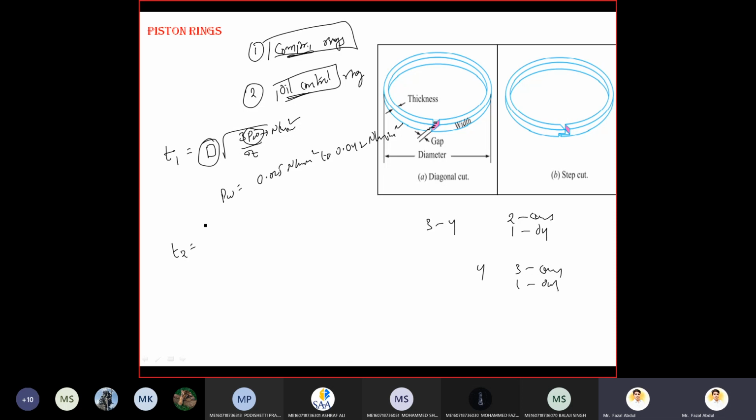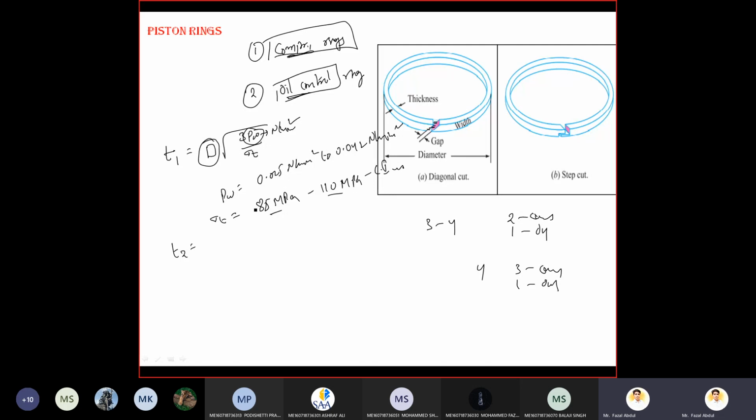Okay, and now sigma T. Sigma T is here the property of the material which we use for the ring section. So ring material: allowable bending or tensile stress for the ring material. Its value is 85 megapascal to 110 megapascal for cast iron material. If we select cast iron for the rings, this is the range, 85 to 110 megapascal. So this will be present in the data book.